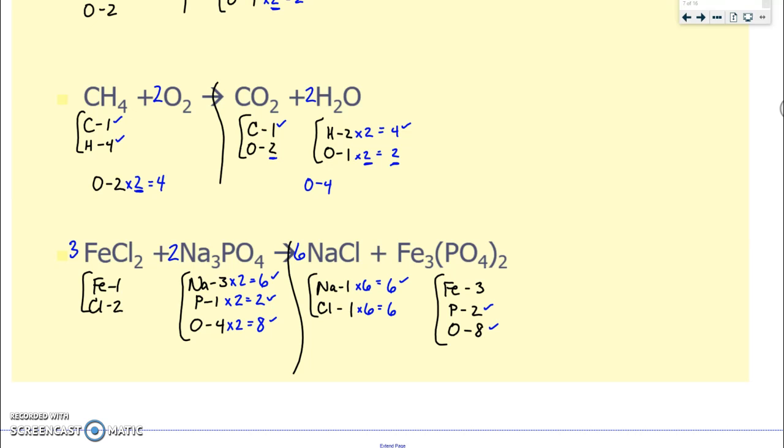I have 6 Cl's on the product side, only 2 on the reactant side. So I multiply by 3. I'm going to also multiply iron by 3 because it's connected with the chlorine. And you'll notice that the irons also match.